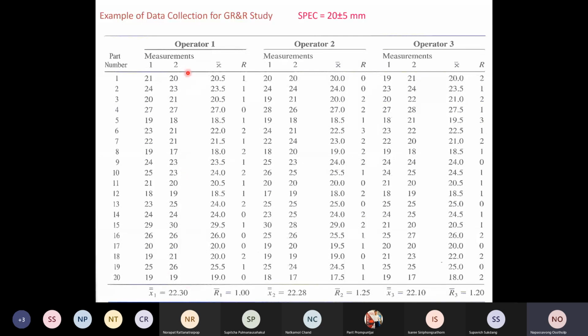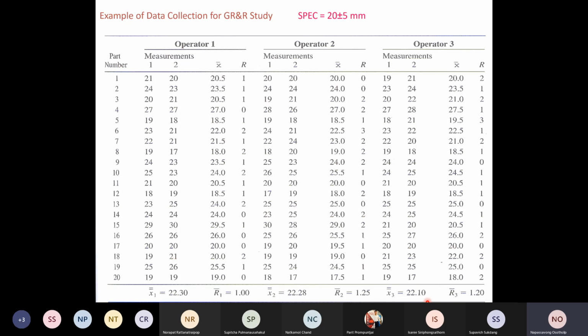So operator 1 gives 40 measurements in the area that I mark here. If you take an average of these 40 data points, you will get 22.3. And you will do the same thing for operator 2 and 3. So you take an average of the same 20 parts 2 times. For operator 2, it will give you 22.28, and 22.1 for operator 3.